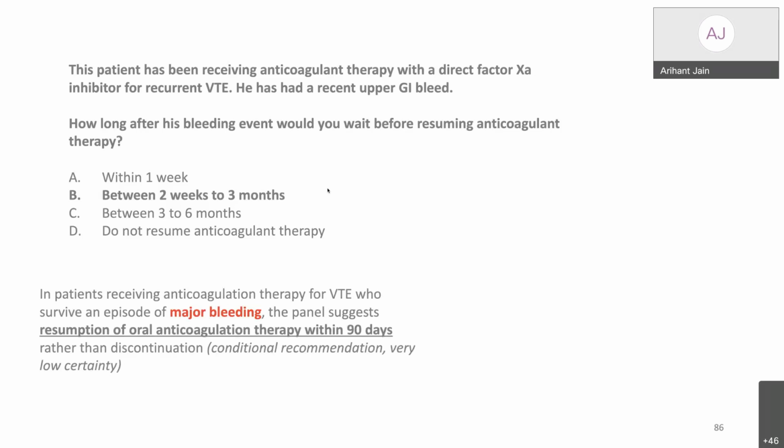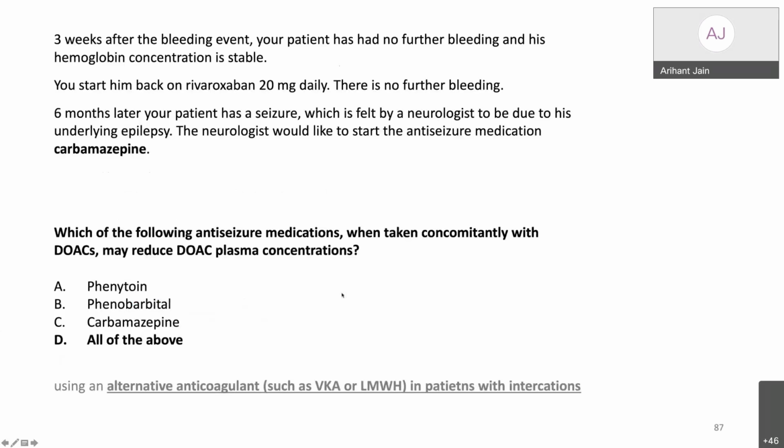So within 90 days, you should. If the patient is receiving anticoagulation and they land up with a major bleeding, the resumption of oral anticoagulation should be done within 90 days.